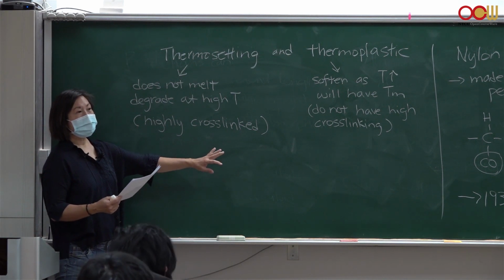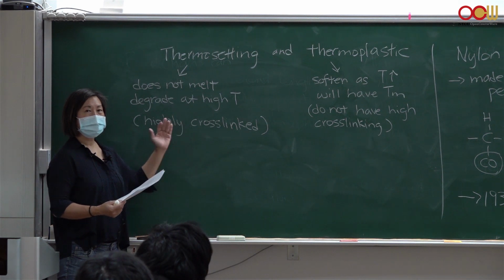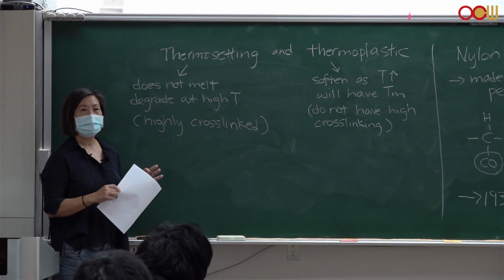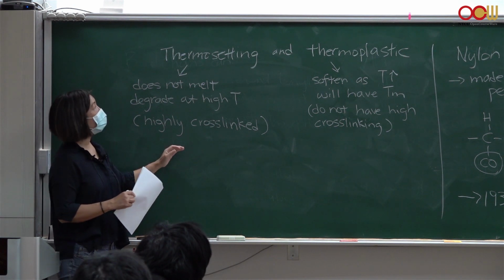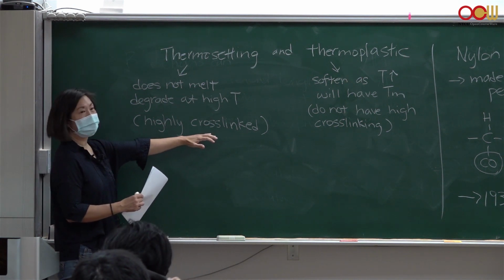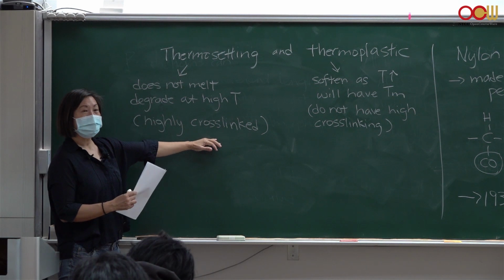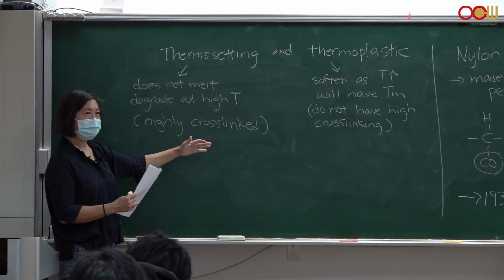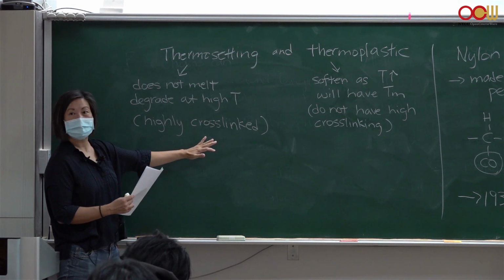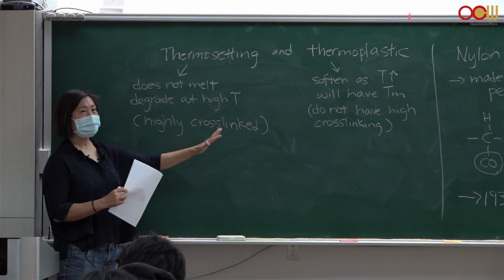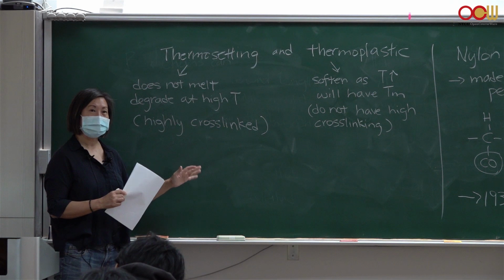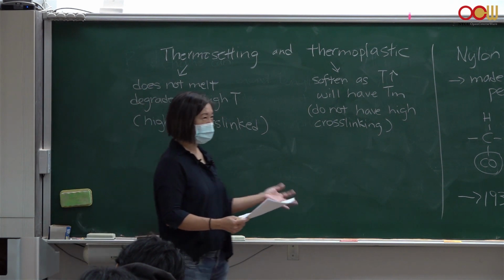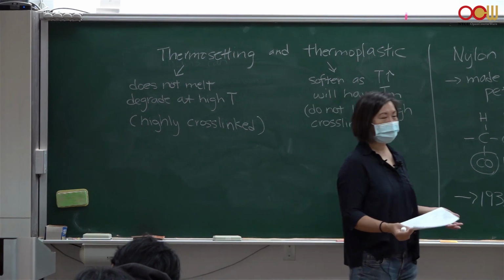Which one do you think is stronger? A thermosetting material or a thermoplastic material will have a higher strength? Thermosetting, because of its cross-linking. So cross-linking is really good if you want a strong material, but if you want that material to be recyclable, it's not good. So those are two basic types of plastics. Could be either thermosetting or thermoplastic, and both have their pluses and minuses.